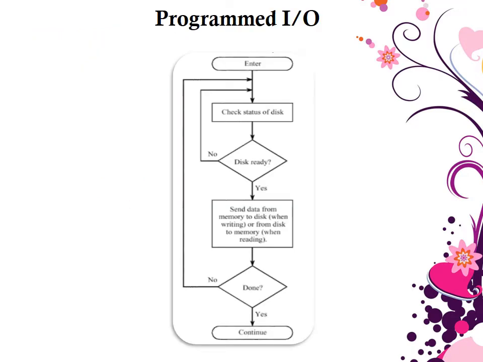So the first thing is programmed input output. Programmed input output is purely dependent upon the disk status. It will be checking whether the disk is ready to process, and if the disk has space or is ready, then automatically the next step of reading or writing of that particular process will take place. Now let's see it with the flow chart.